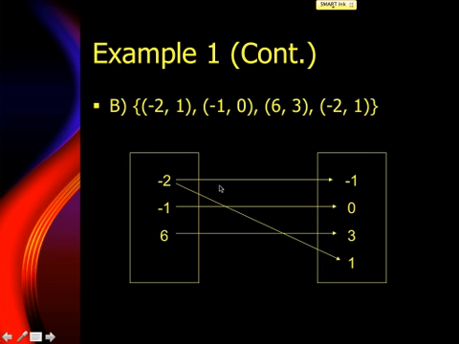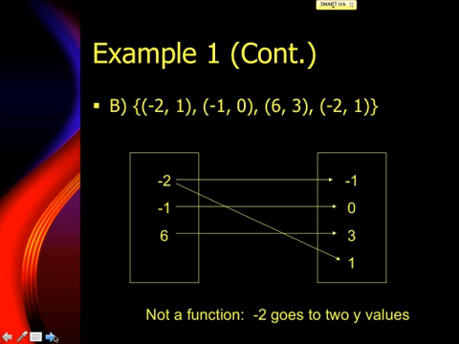I believe actually where the mistake is on here, this right here should be a -1. So on the first ordered pair, on example B, change that to -2, -1. Now, this is not a function because you can't have two arrows coming from your x box to your y box. So -2 on the x's is going to two different ones on the y. So this one is not a function.